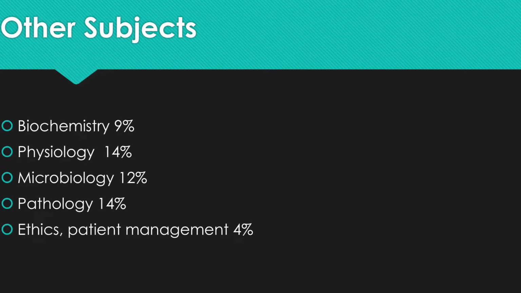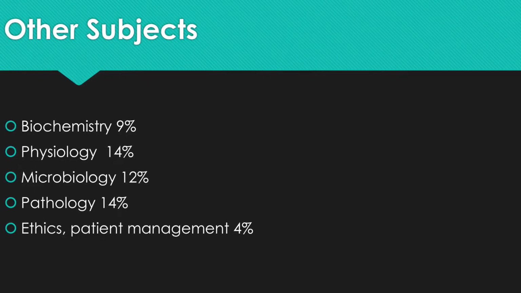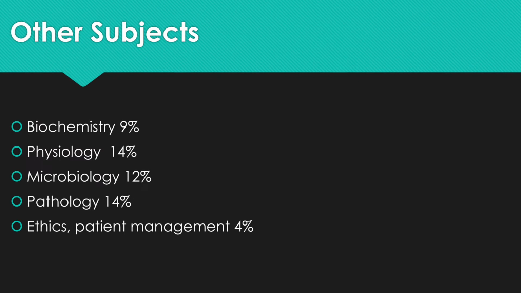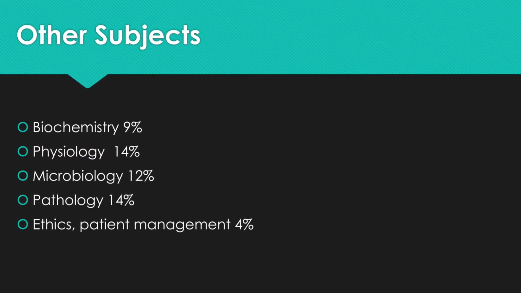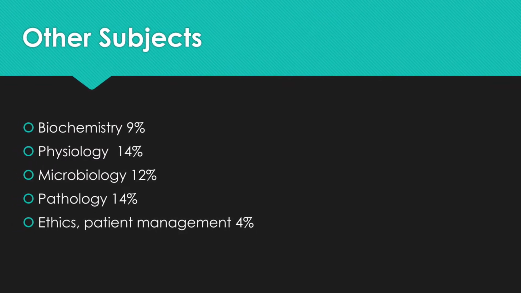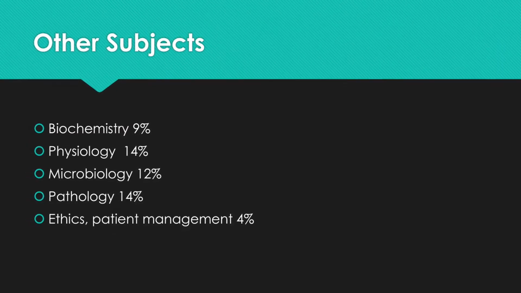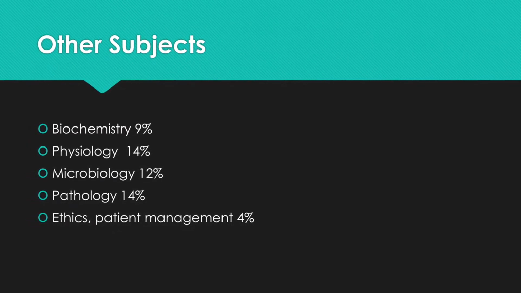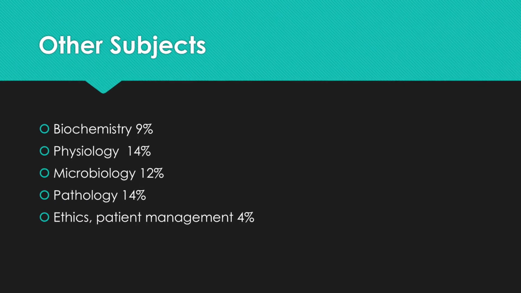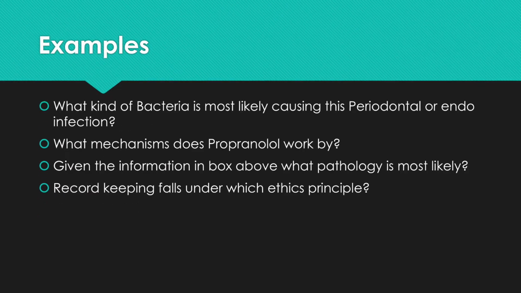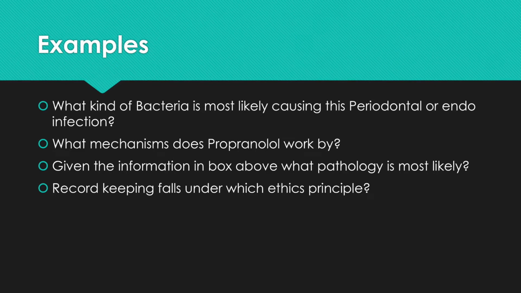Here are some more breakdowns. Biochemistry questions, about 9%. Physiology, 14. Microbiology, 12. Pathology, 14. Ethics and patient management, about 4. Honestly, that feels a little low. I think I had at least 10 ethics questions and then some other practice management questions. Alright, that probably seems confusing and not helpful. So here are some examples of what those might look like.